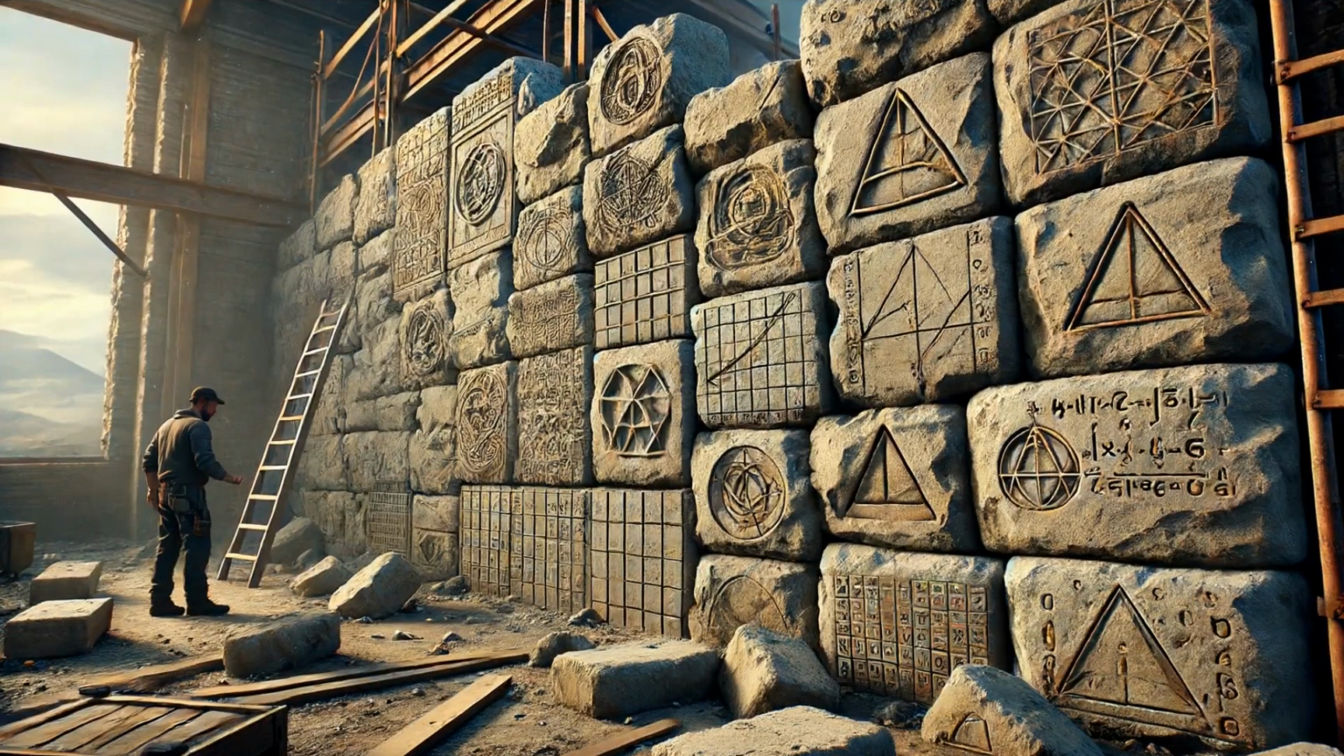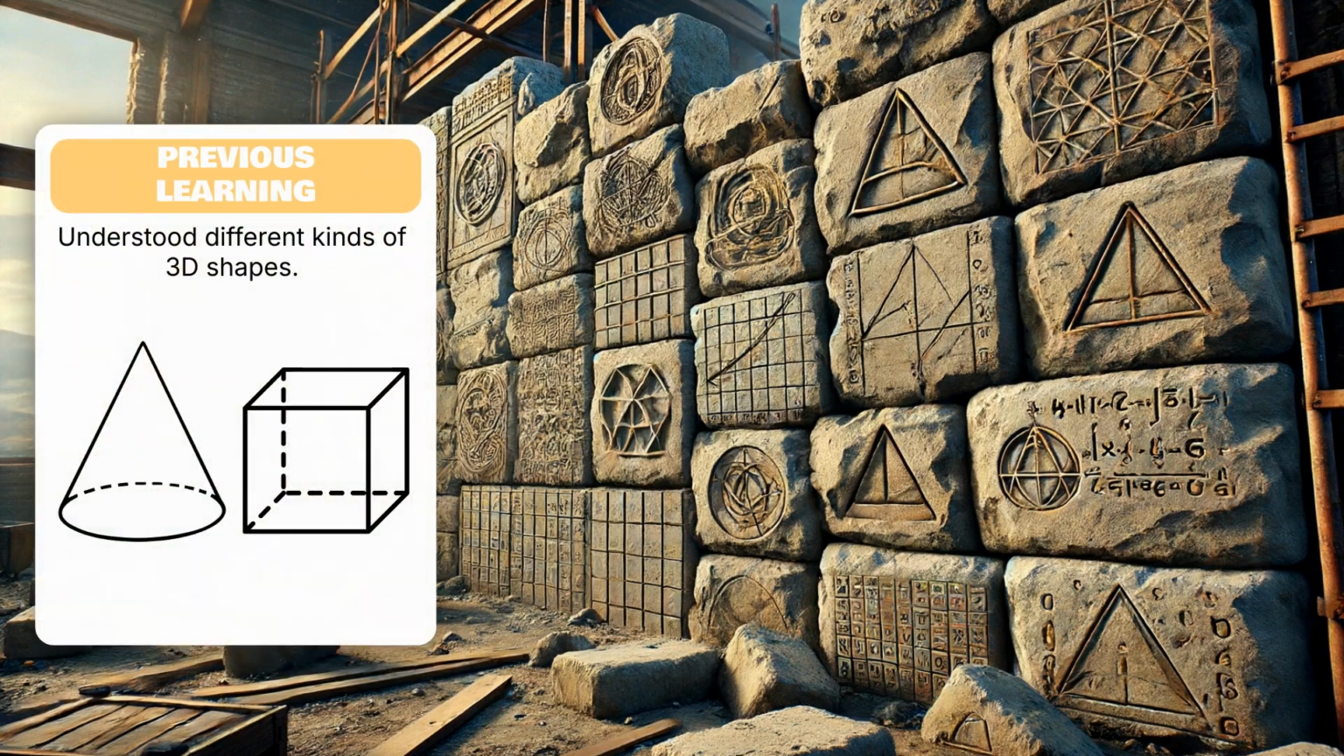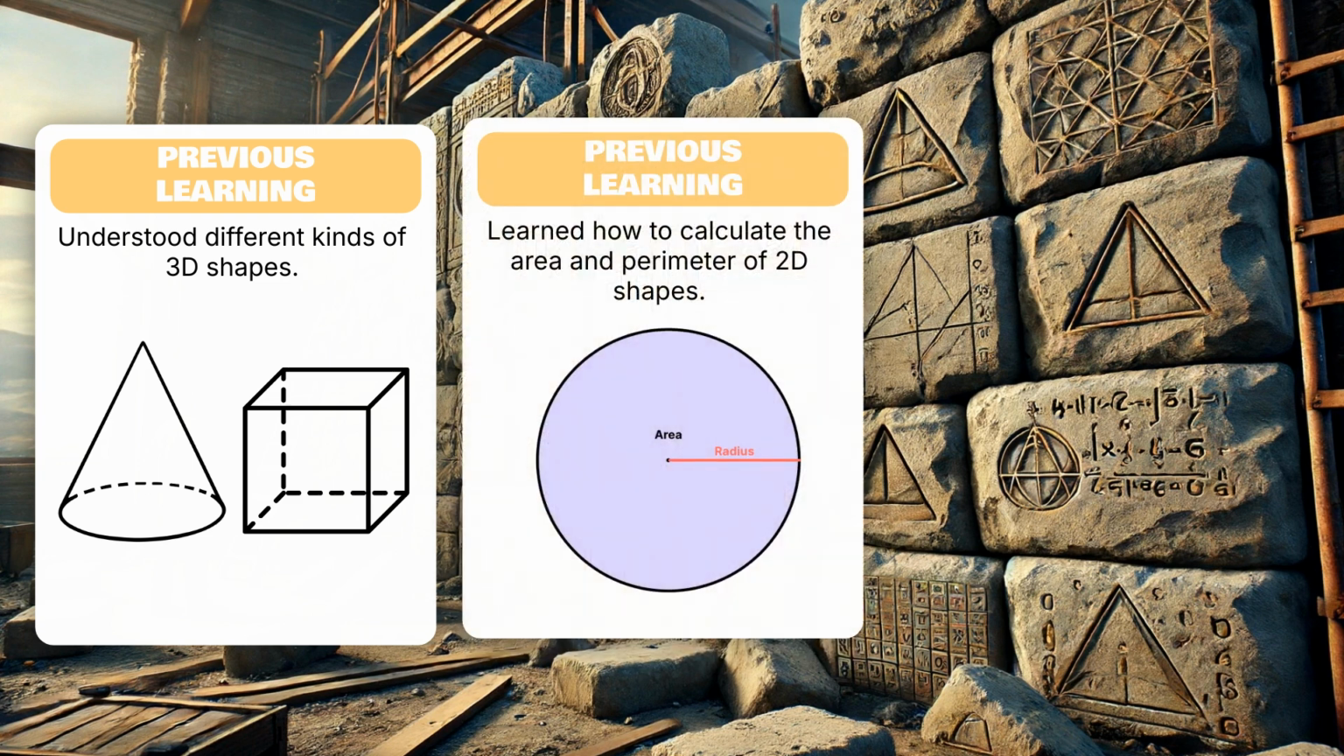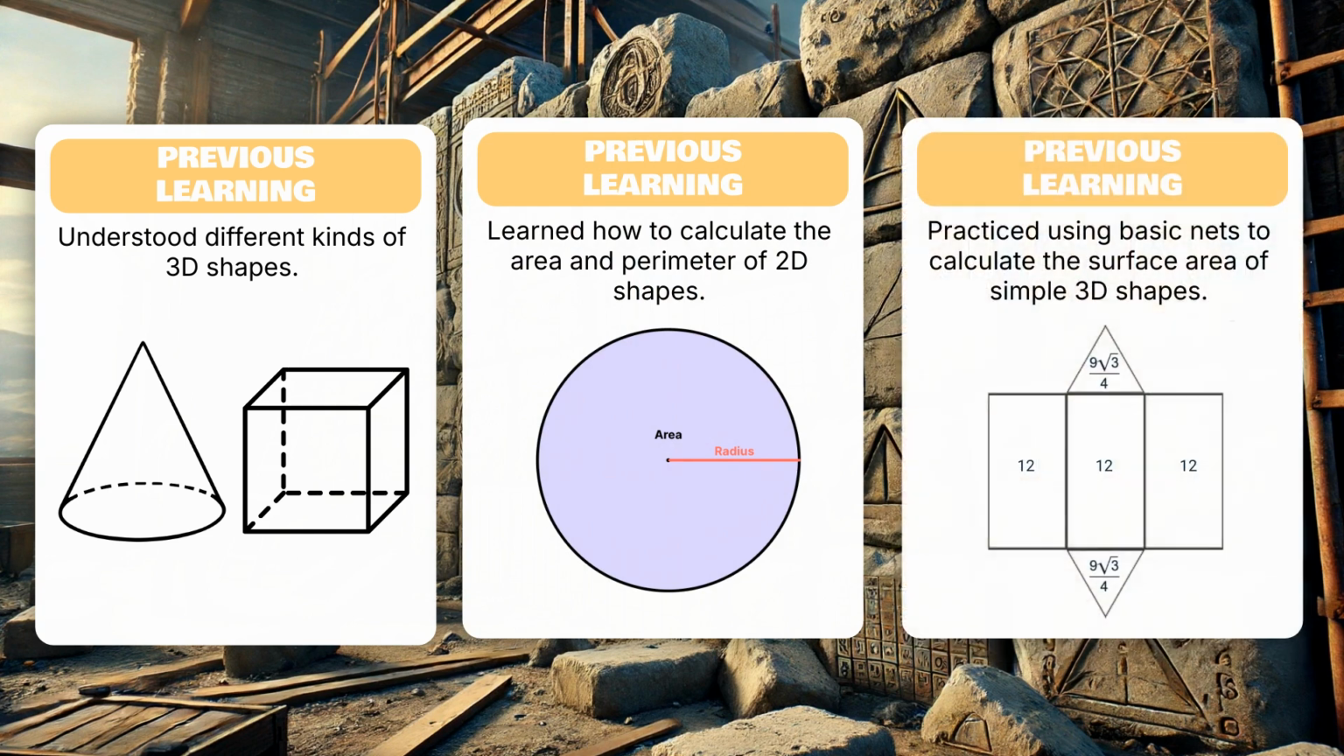In our previous studies, we have learned about different kinds of 3D shapes. We have also learned how to calculate the area and perimeter of 2D shapes. In addition, we have practiced using basic nets to calculate the surface area of simple 3D shapes. With this strong foundation, we are now ready to tackle the creation and use of compound nets.